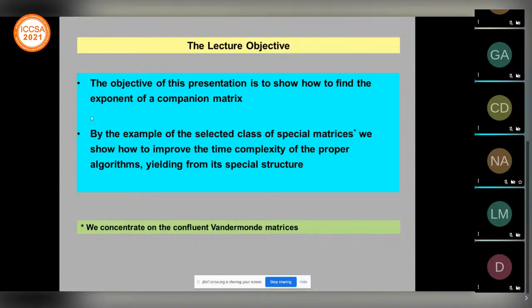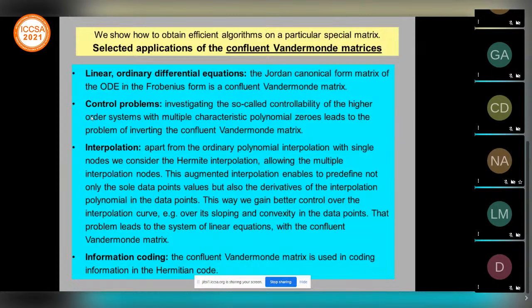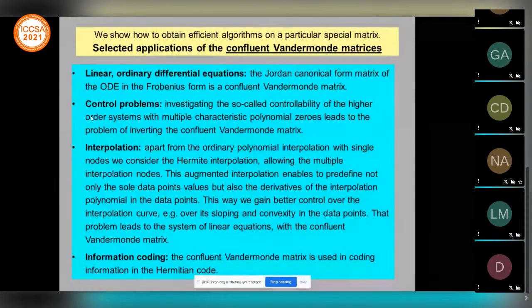So in other words, I implemented special structure matrices to find the exponent of a certain matrix. And the main tool in my method is the so-called confluent van der Monde matrices. The van der Monde matrices appear in classical interpolation, but we have some generalization of that.